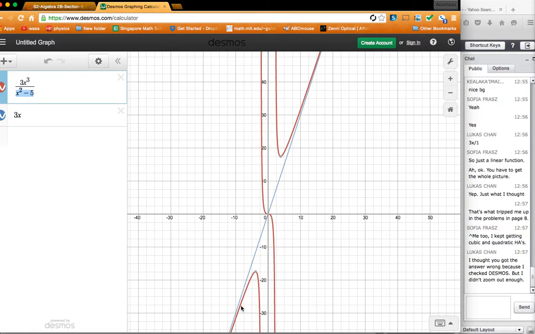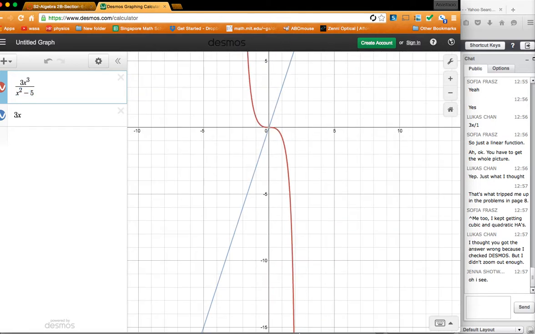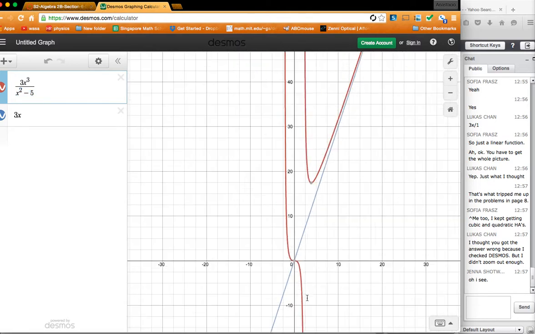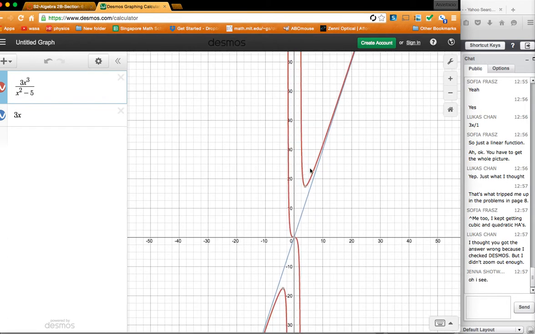And that's how the thing goes when it gets to the end. All right, I thought you got it wrong because I checked Desmos, but I didn't zoom out enough. Yeah. So you see, the math actually doesn't lie. Desmos didn't lie to us. We just only looked at part of the picture. When you zoom out, you realize, hey, there's some funky things going on outside here that you didn't see.